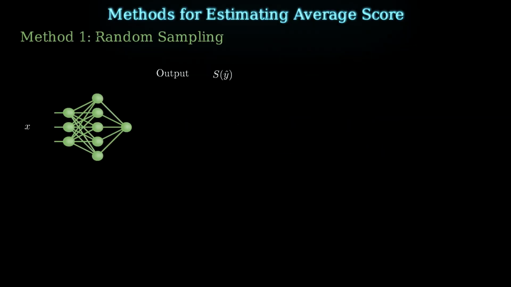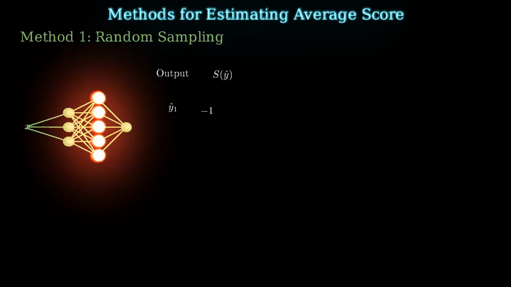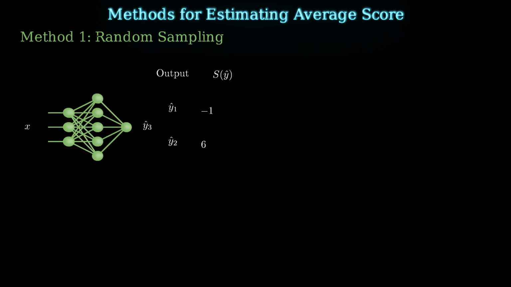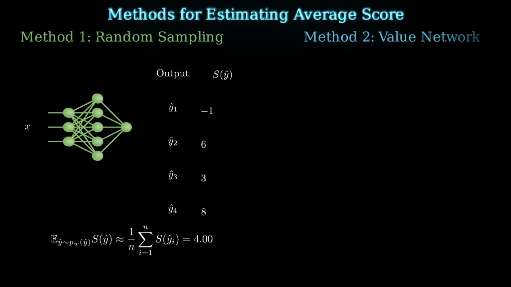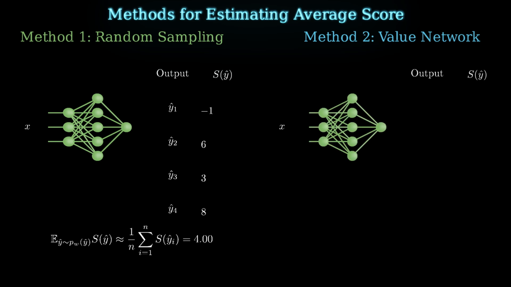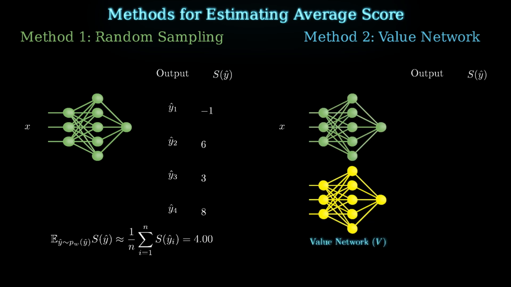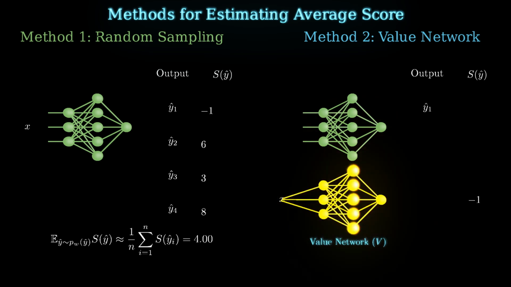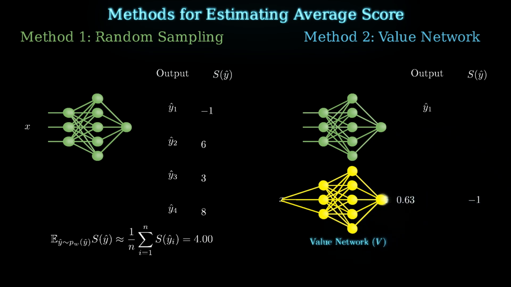There are a few different ways you can estimate the average score. The most straightforward way is to just sample a bunch of outputs and compute the mean of their scores. But the most common way is to train another neural network to predict the scores. Over time, this second neural network, called the value network, learns to predict what the average score for an input will be. Using a value network is usually preferred because it tends to give more accurate estimations, although it does have the downside that you need to train 2 models instead of 1.